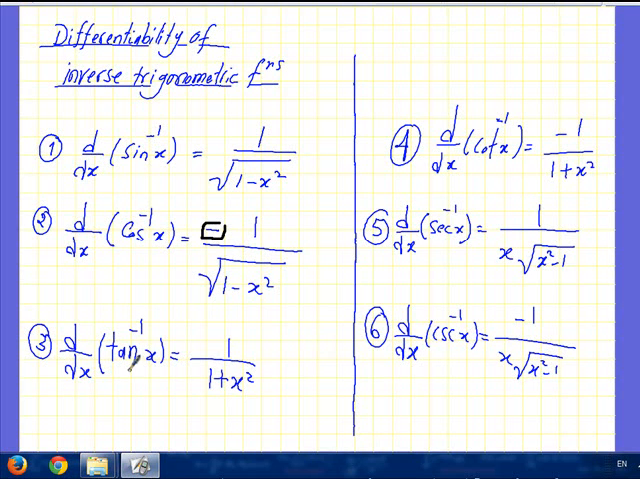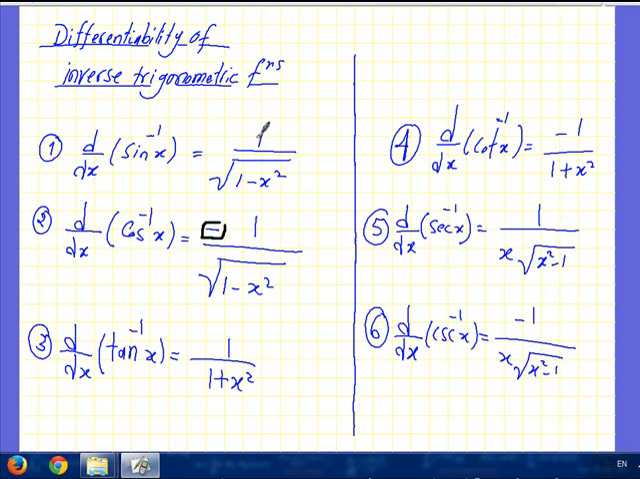Also d by dx for tan minus 1 x will be 1 over 1 plus x squared. d by dx for cotan minus 1 x will be negative 1 over 1 plus x squared. d by dx for sec minus 1 x will be 1 over x multiplied by root x squared minus 1. d by dx for cosec minus 1 x will be negative 1 over x root x squared minus 1.